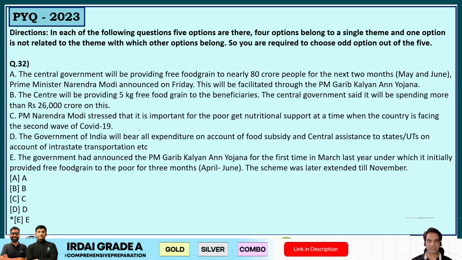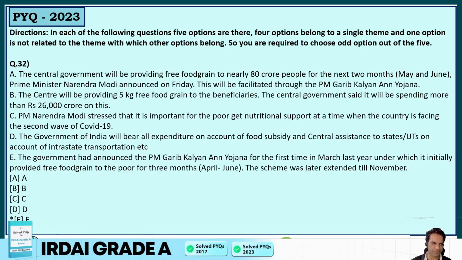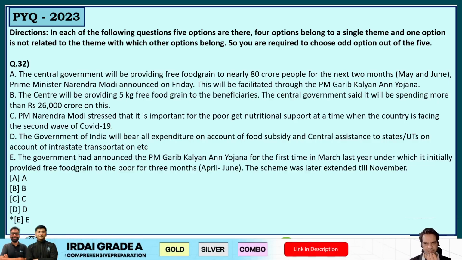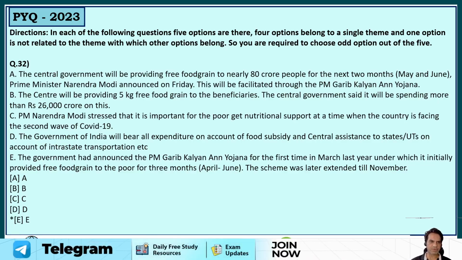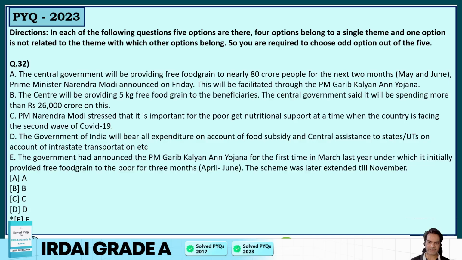All right, guys. Next, you are given 5 options, and 4 options belong to the single theme. 1 option is not related to the theme. So we have to find the odd one out. Okay. The central government will be providing free food grain to nearly 80 crore people for the next 2 months. Prime Minister Narendra Modi announced on Friday. This will be facilitated by PM Garib Kalyan Anna Yojana. Okay. The central government will be providing 5 kg free food grain to the beneficiaries. Connected. PM Narendra Modi stressed that it is important for the poor to get nutritional support. Connected. The government of India will bear all expenditure on account of food subsidy and central assistance.